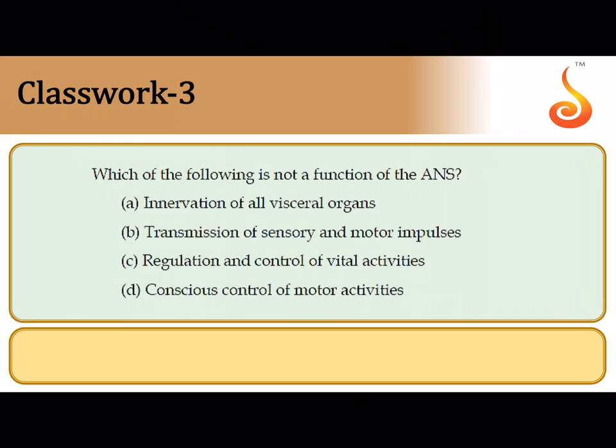Which of the following is not a function of the autonomic nervous system? The autonomic nervous system is involuntary. It controls visceral organs. It transmits signal impulses, both sensory and motor. It regulates all the vital activities of your heart, lungs, your brain, etc. But most importantly, it does not control the conscious part of your motor activity.